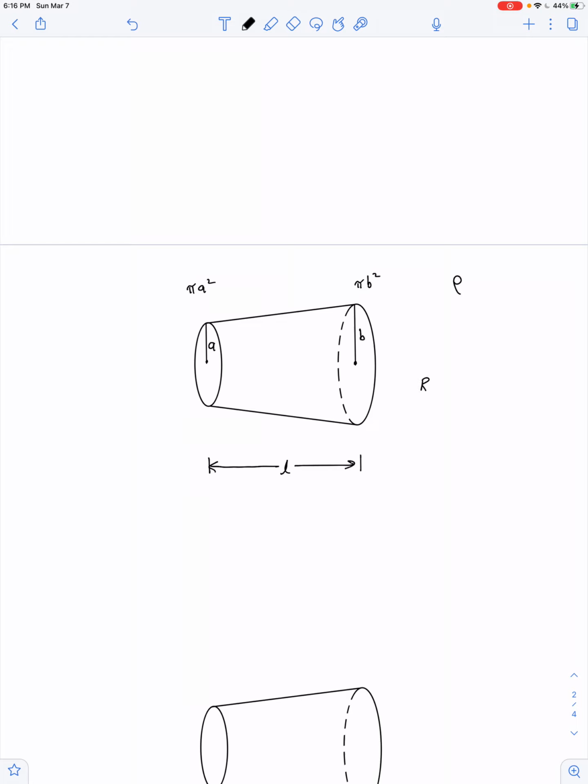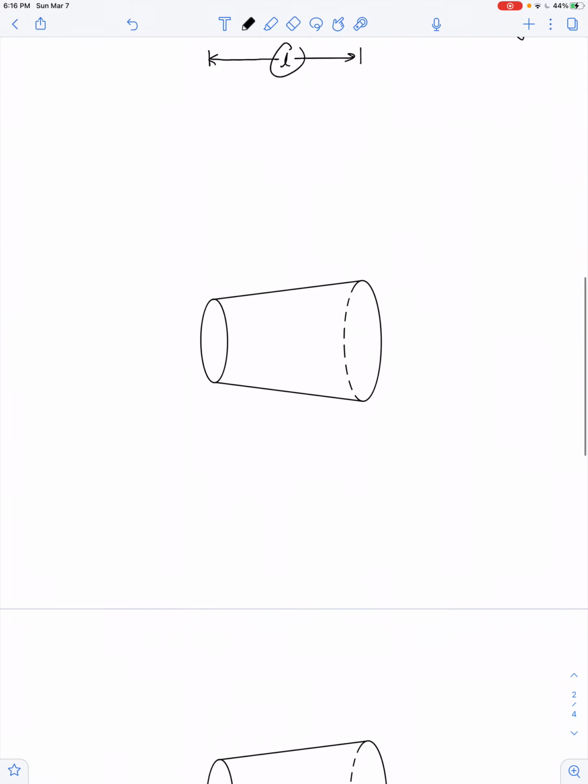Now you might be tempted to say that the resistance is equal to the resistivity times the length, divided by the average area, which we would say is pi A squared plus pi B squared, quantity over 2. It's not a bad guess. And in some cases, as long as the difference between A and B is not too large, it might be a decent approximation. However, it's not really correct.